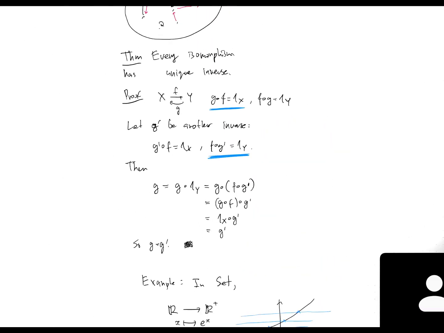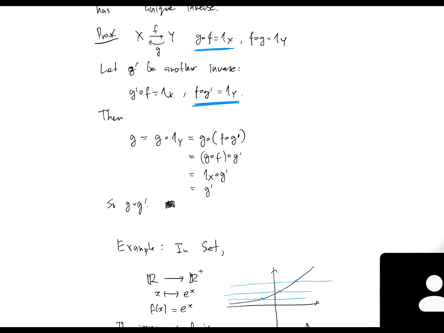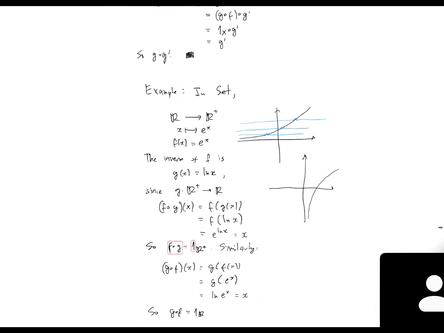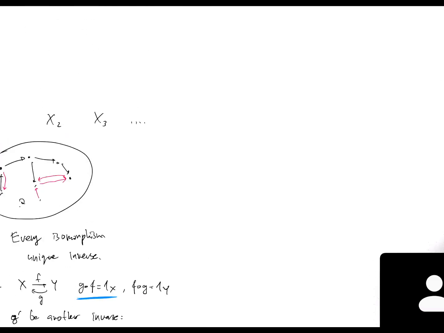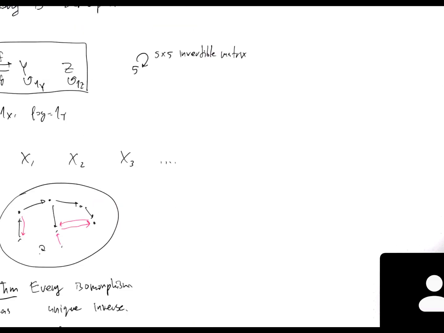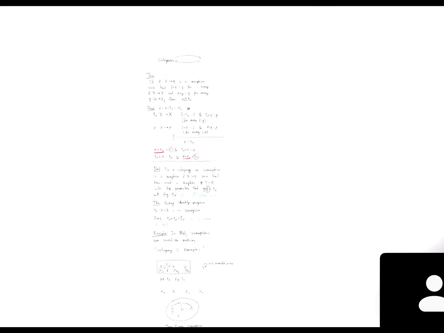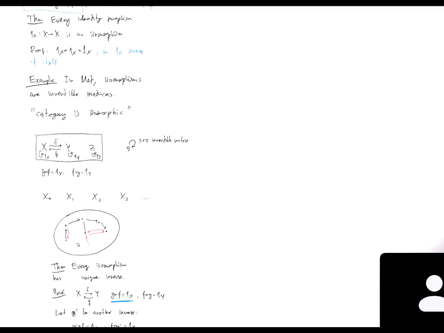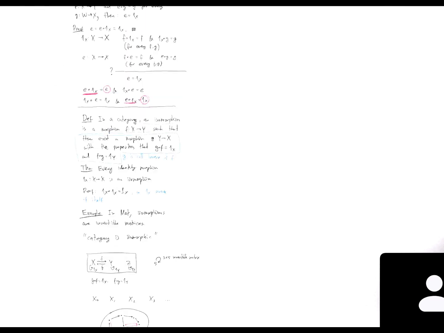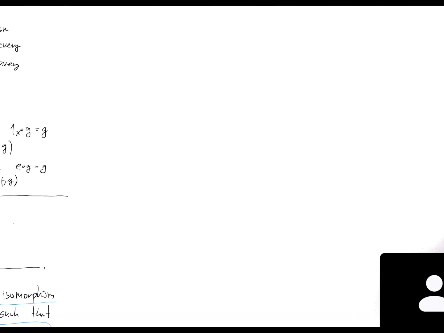Now, let me see where we were at. Yeah. So let us look at some. Sorry, I'm going back and forth here. Let us look at some more examples of categories, and we explore what are isomorphisms there. Okay, I'm trying to find my way here. Right.